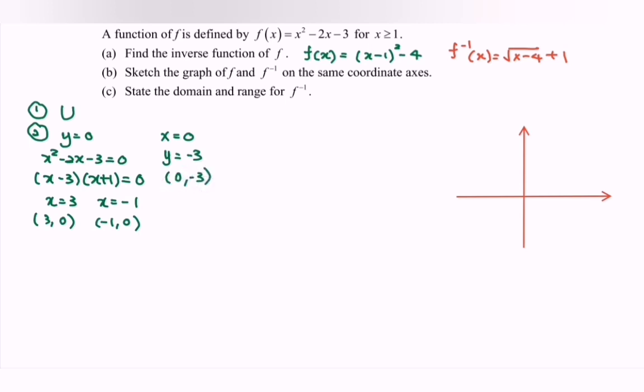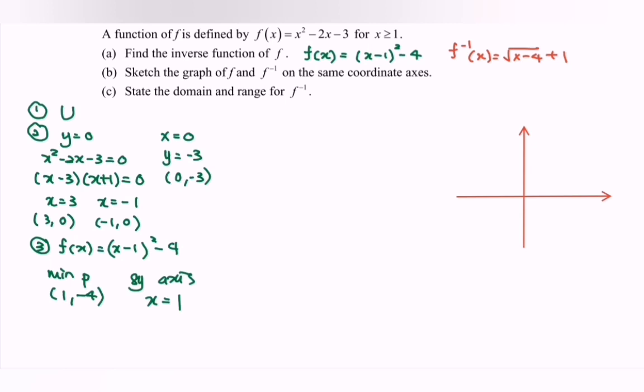The following step will be the standard form. Here we have the standard form (x - 1)² - 4. From here we can obtain the minimum point, because we have the U shape. So the minimum point would be (1, -4), and the axis of symmetry would be x = 1.